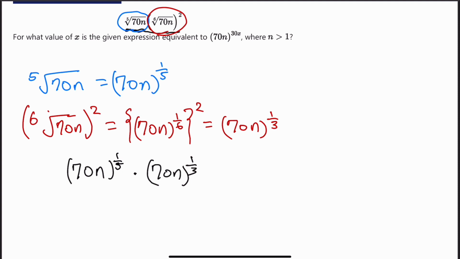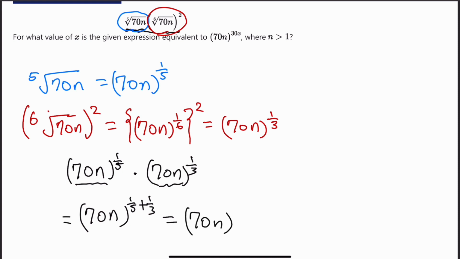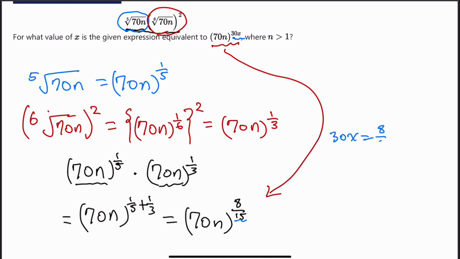And our exponential expression multiplication rule is that if we have the same base, we add the exponents. So 1 over 5 plus 1 over 3, which is equal to 70n to the power of 8 over 15. And the question says that this is the same as this, so the 30x here is the same thing as 8 over 15. So 30x is equal to 8 over 15.